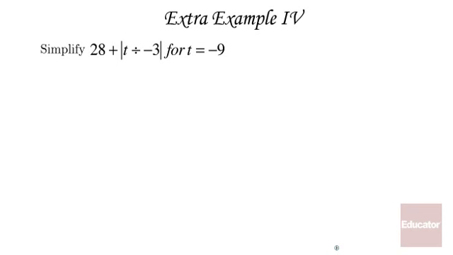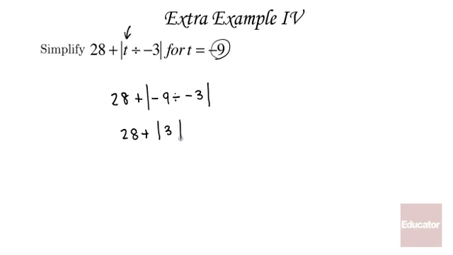In this example, we're also using the absolute value symbol as though they were parentheses to first start simplifying. I'm going to substitute the value negative 9 for t. And let's work inside the absolute value symbols. Negative 9 divided by negative 3 is a positive 3. And the absolute value of positive 3 is 3. Lastly, 28 plus 3 is 31.